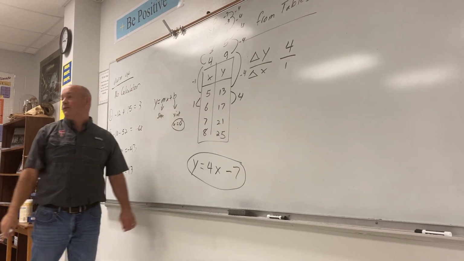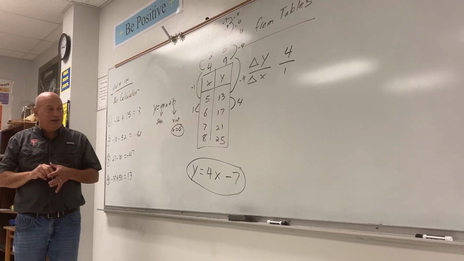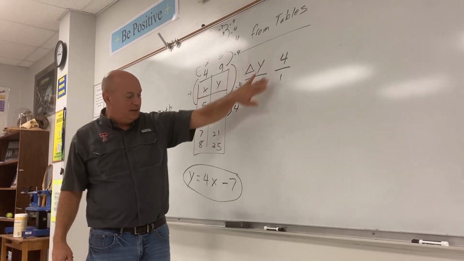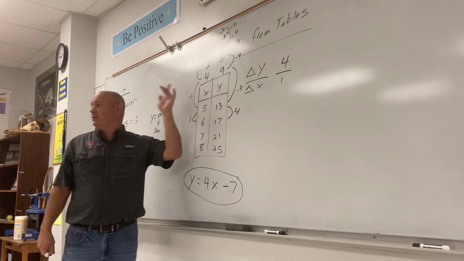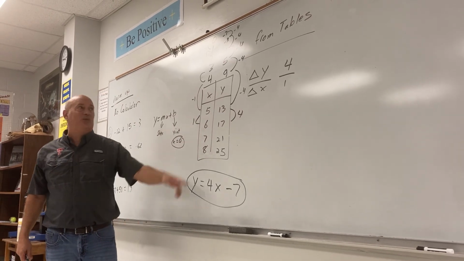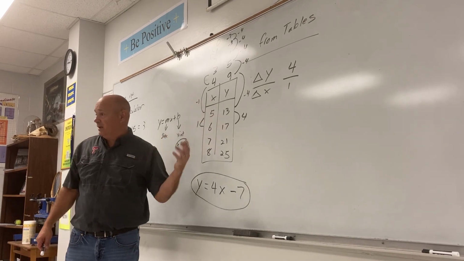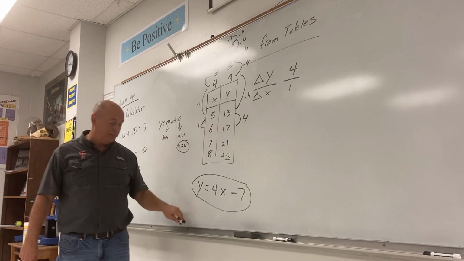Any questions? So on each problem, use the change in y over change in x to get the slope. And then you may have to do a little work like we did to find out where x is 0. Sometimes they'll have it in the table and you ain't got to do no work. That'd be nice. Any questions?